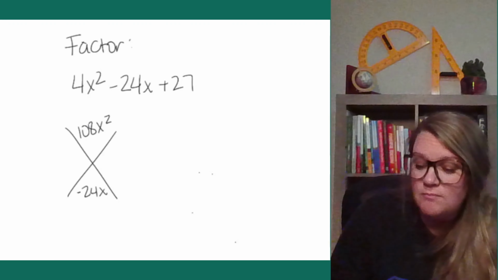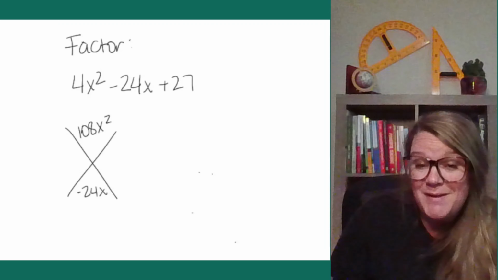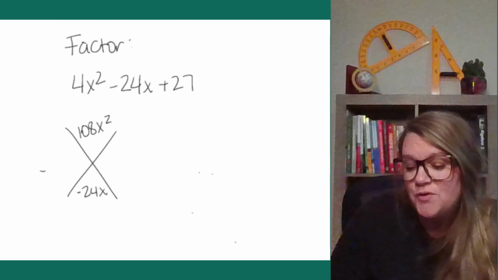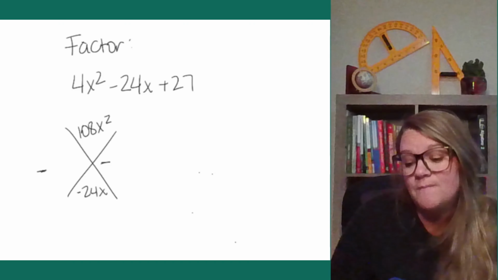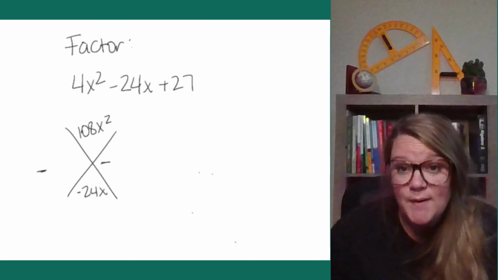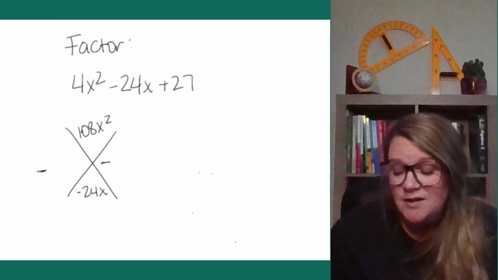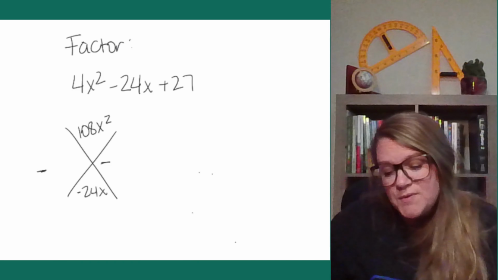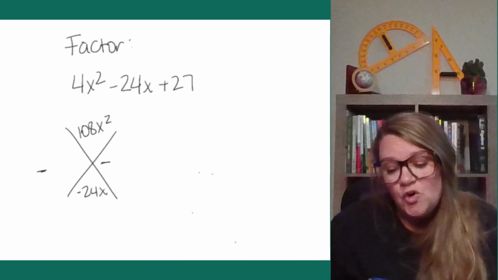First of all, I know they have to multiply to a positive, but add to a negative. That tells me both of these sides have to be negatives. They both have to have a negative in the front of them. Then they can multiply to a positive, but still add to a negative. Now I'm looking for 2 numbers that multiply to give me 108.